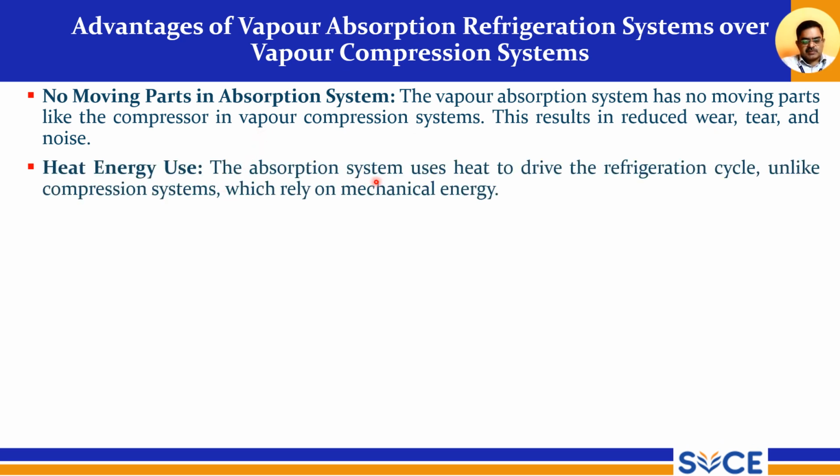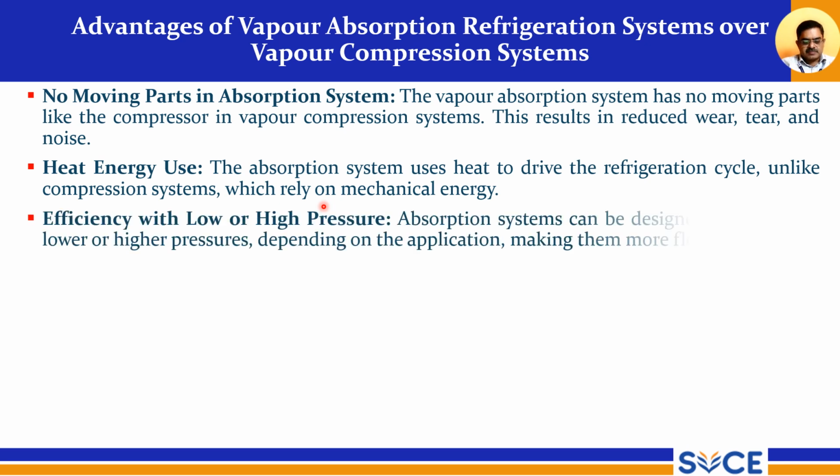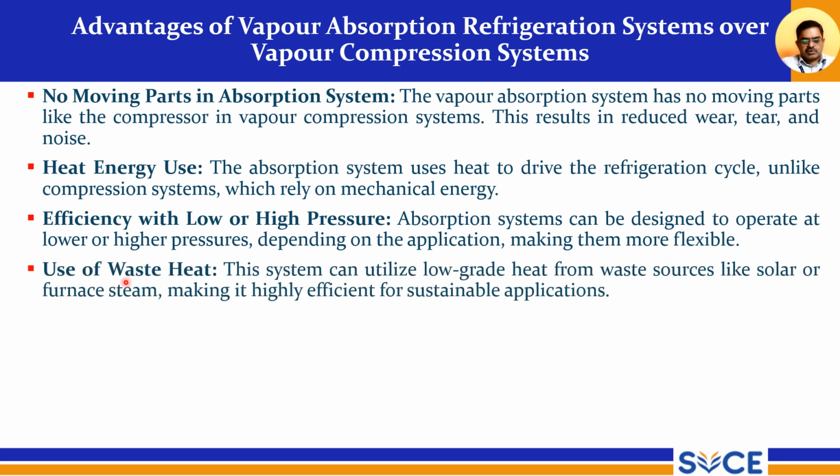Heat energy use: the absorption system uses heat to drive the refrigeration cycle, unlike compression systems which rely on mechanical energy. Efficiency with low or high pressure: the absorption systems can be designed to operate at lower or higher pressures depending on the application, making them more flexible. Use of waste heat: this system can utilize low-grade heat from waste sources like solar or furnace steam, making it highly efficient for sustainable applications.